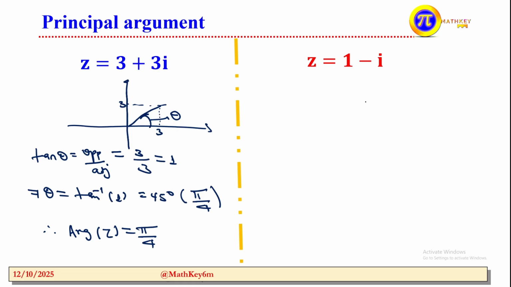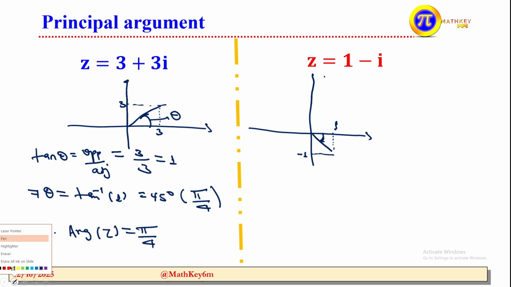Similarly, when you come to this one, it lies in the fourth quadrant, since the imaginary part is negative and the real part is positive. Let us consider here is 1 and here is negative 1. So we move in the clockwise direction. If you move in the counterclockwise direction, starting from the positive x-axis, the angle is greater than pi. So if it is greater than pi, we can't take that as the principal argument.